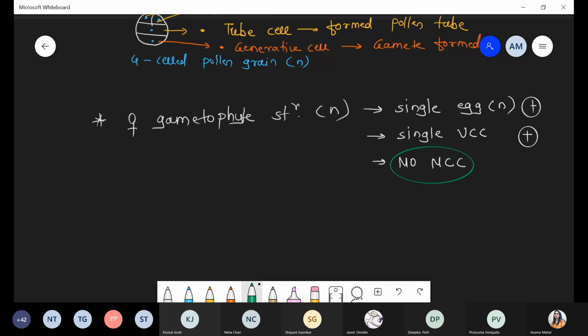Okay, let's go. Now another point with respect to endosperm. Normally, whenever we are talking about endosperm formation in all gymnosperms, what are the VCC and the NCC? These are protective tissue. Ventral canal cell, VCC.